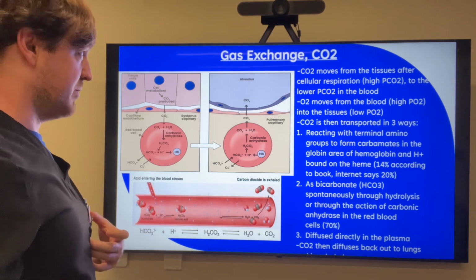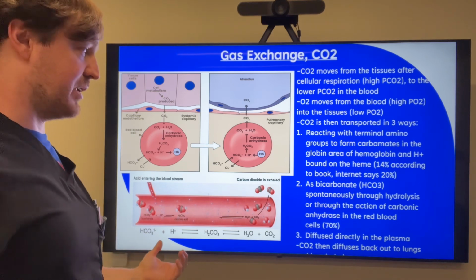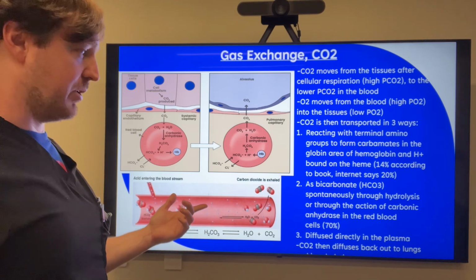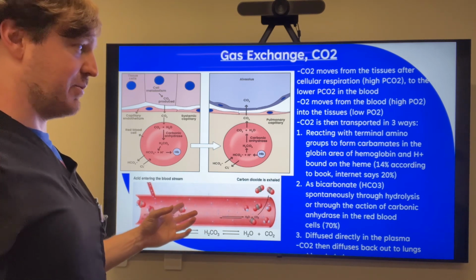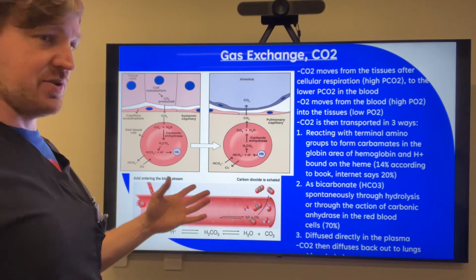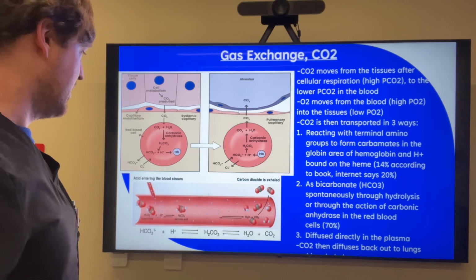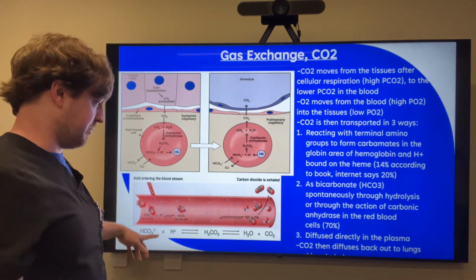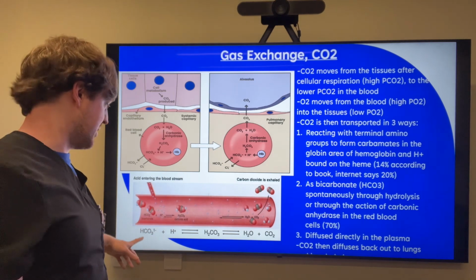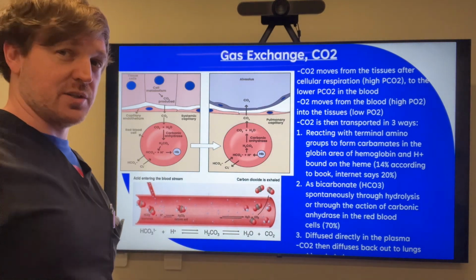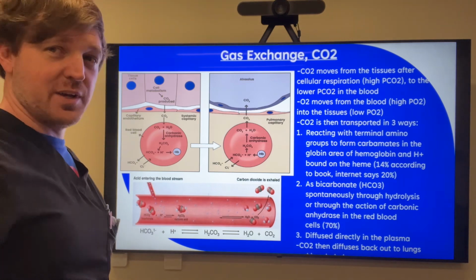Most of the CO2 is actually transported in the plasma in the form of bicarbonate, or just diffused CO2 in the plasma, which is about 10%, but 70% is transported as bicarbonate. And it uses what we call in respiratory, anyways, the hydrolysis equation, which is actually one part of biochem I use at work.